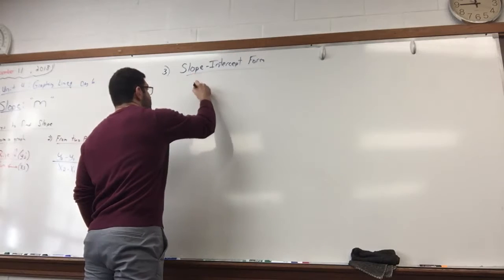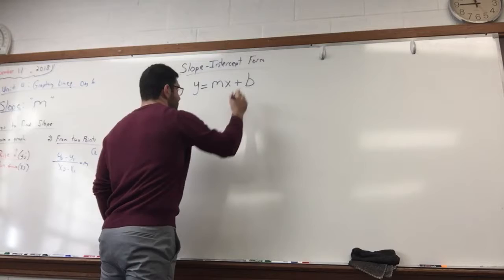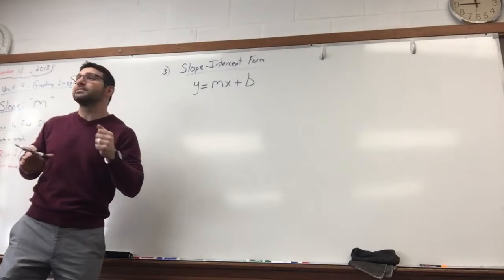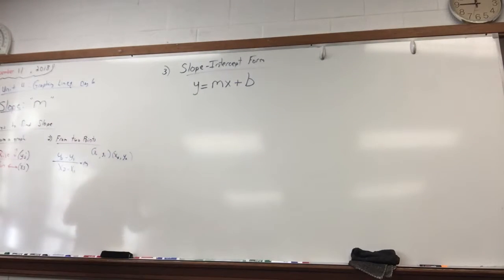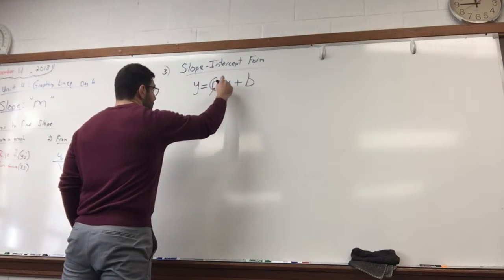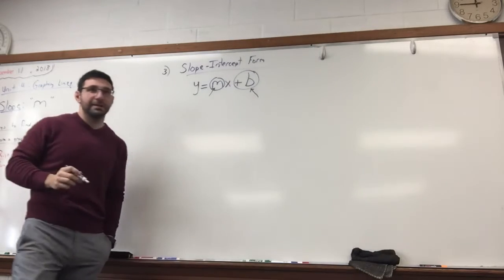Slope-intercept form is the equation y equals mx plus b. We don't know anything about this equation yet except that y is isolated. It's by itself. There it is. You learned yesterday that m is something and this b is something. Yes?